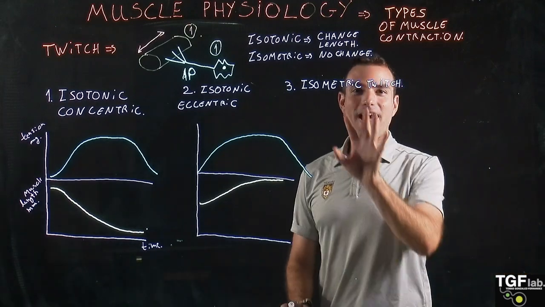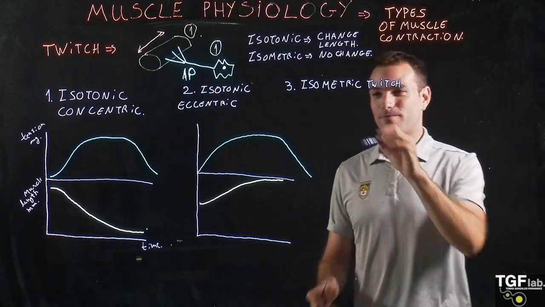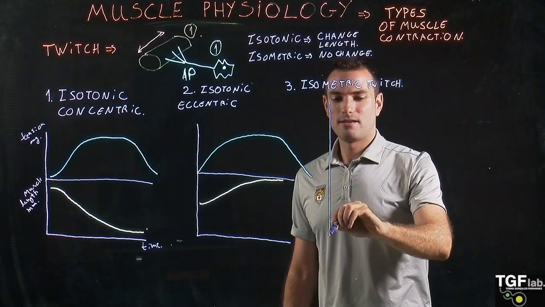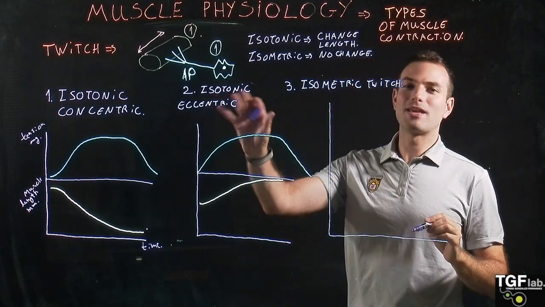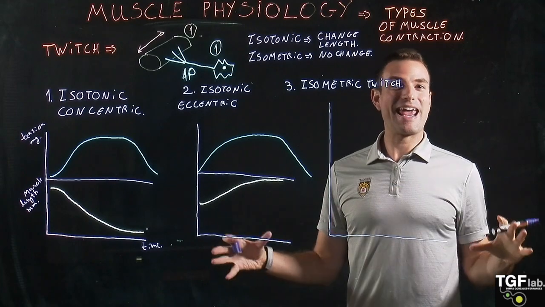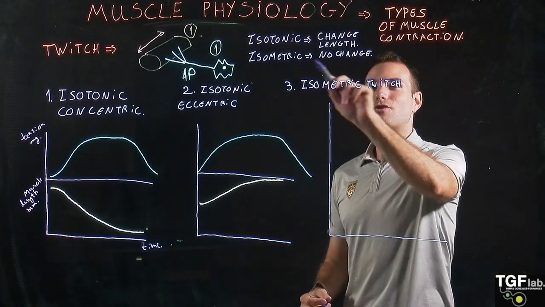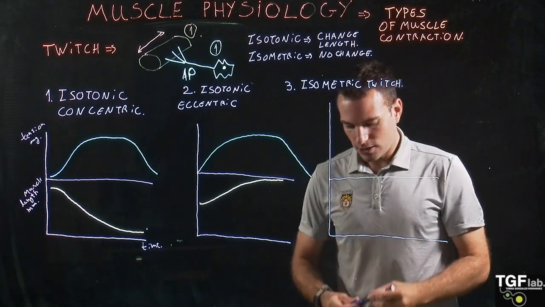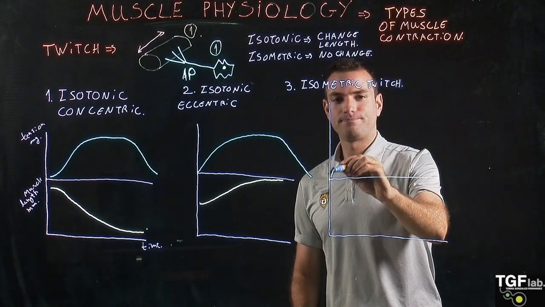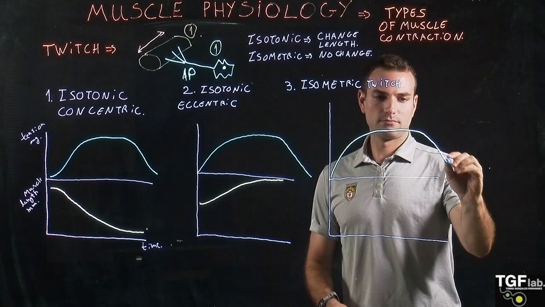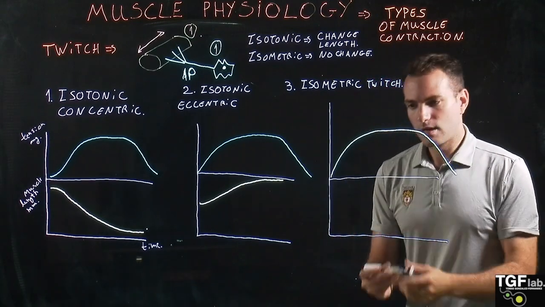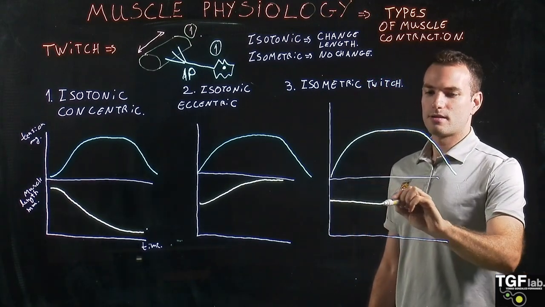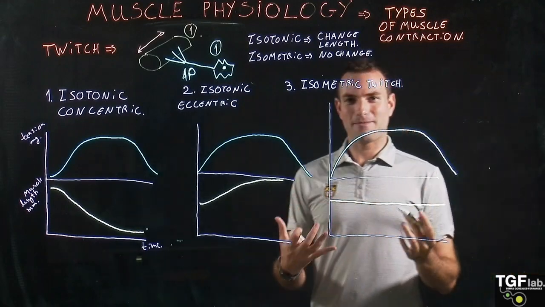And then finally, we have the isometric twitch. In this one, in comparison to the isotonic twitch, the muscle length doesn't change, okay? So there is no change in the muscle length. So if we develop tension here, the length of the muscle is going to remain the same.